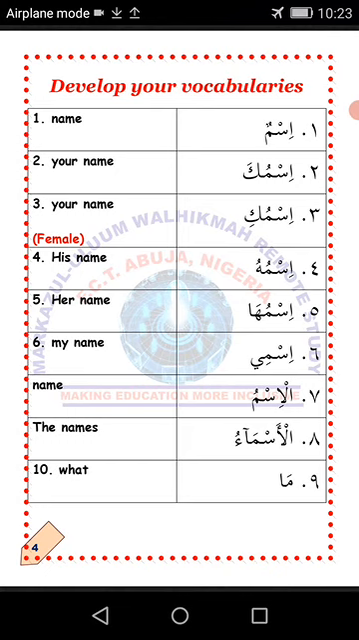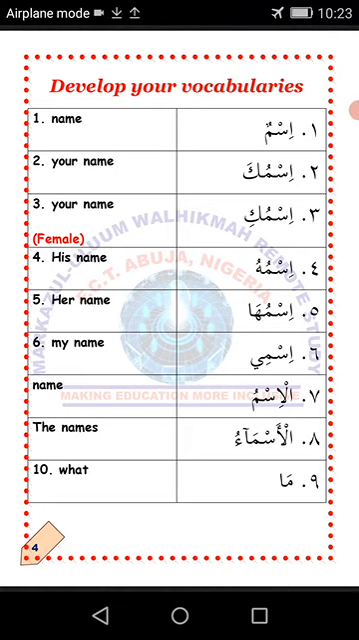Sitta, number 6. Ismi, my name. The ya at the end indicates ownership. It means you are talking about yourself. Sab'a, number 7. Al-ismu, the name.